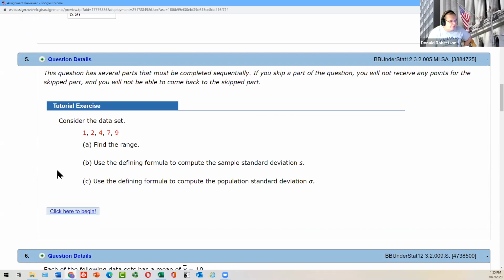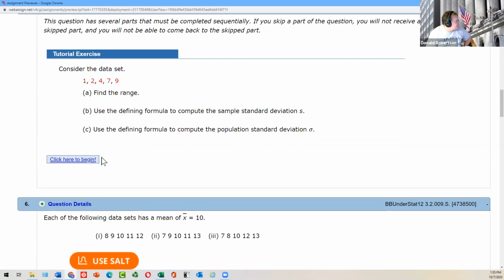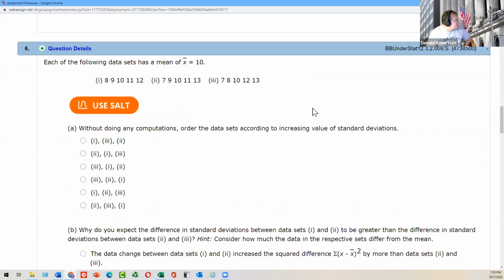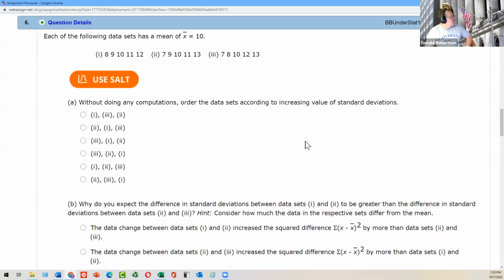Question 5 is really the same question. It puts you through a whole load of steps. Oh, here's a good one. Each of the following 3 data sets has a mean of 10. I'm glad you told us. Without doing any calculations, order them according to increasing value of standard deviation. So which one of those 3 has got the smallest standard deviation? 1, 2, or 3?